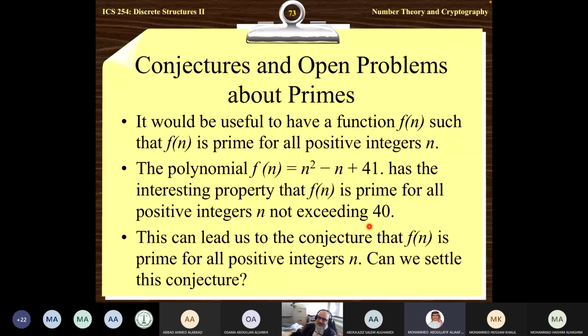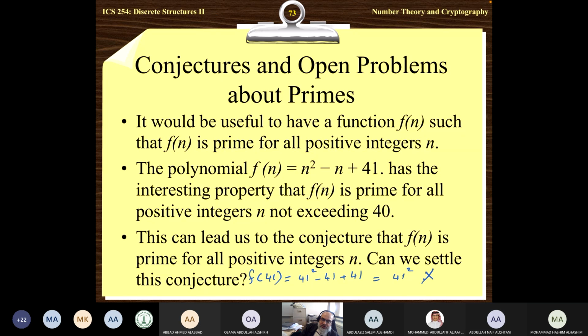41. Let's try 41, guys. Let us try 41. What is f of 41? Well, f of 41 is equal to 41 squared, right, minus 41, plus 41, right? Right. And what does this equal? 41 squared. Is 41 squared prime? Not prime.